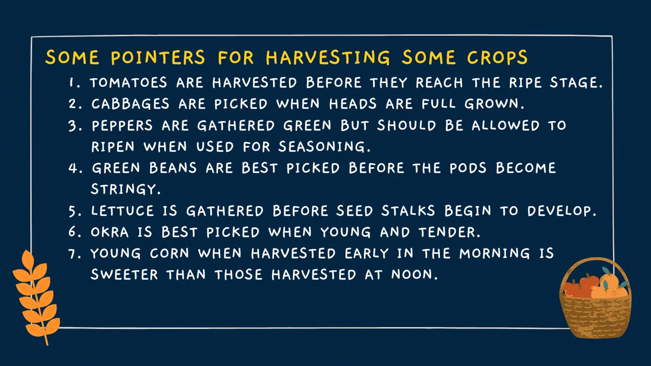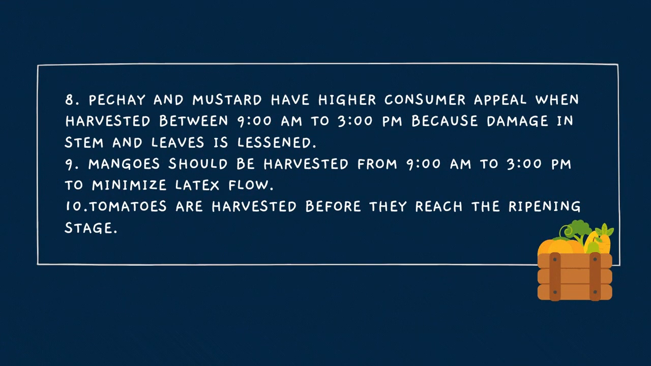Number 5. Lettuce is gathered before seed stalks begin to develop. Number 6. Okra is best picked when young and tender. Number 7. Young corn, when harvested early in the morning, is sweeter than those harvested at noon. Number 8. Pechay and mustard have higher consumer appeal when harvested between 9 a.m. to 3 p.m. because damage in stem and leaves is lessened.